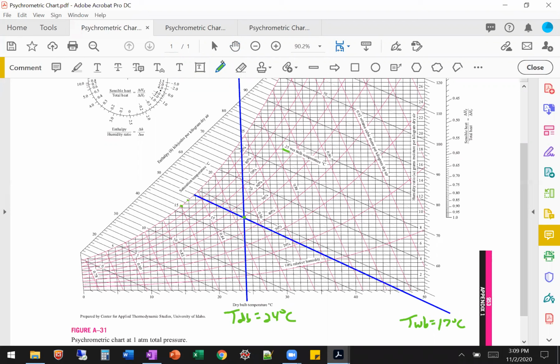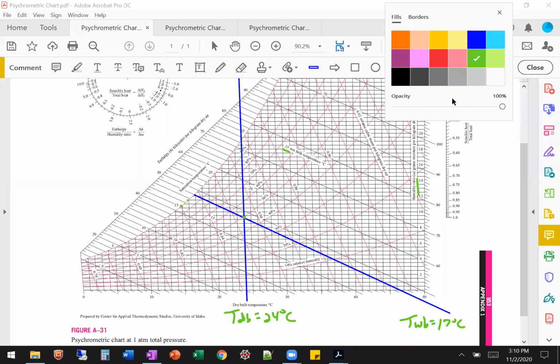First they asked for specific humidity, so that's over here. That's our horizontal lines. So let's draw some, see if it'll allow me to change the color here. Let's do gold.